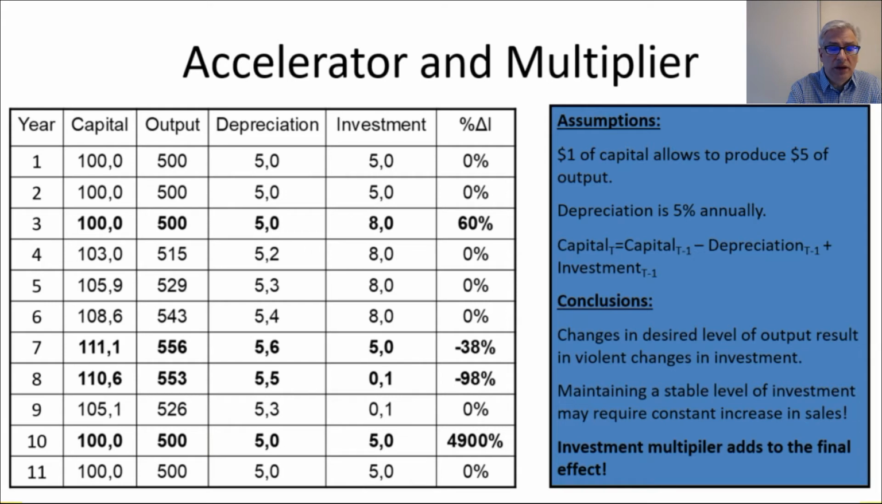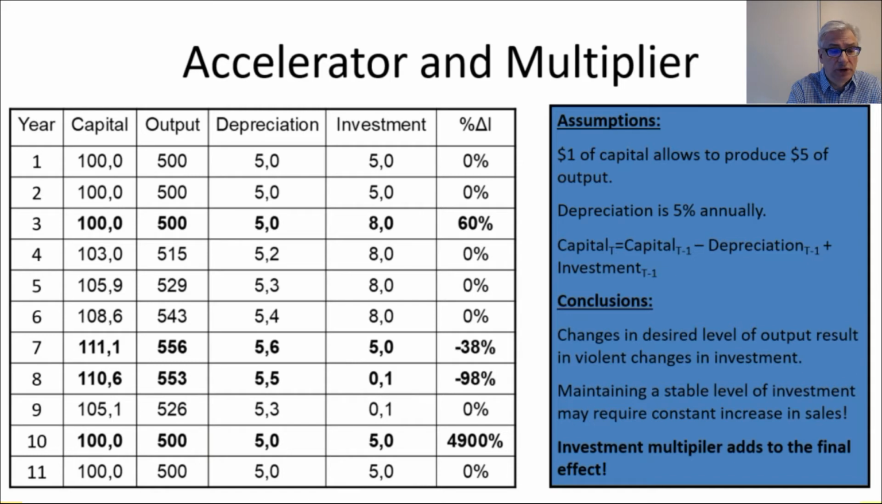Instead of making investment of 5, which was just to cover the depreciation, starting from year number 3, we want to make investment at the level of 8. So, in the 3rd year, our depreciation is 5, our investment is 8, it's bigger by 3 than depreciation. Therefore, for the 4th year, our capital is 103.